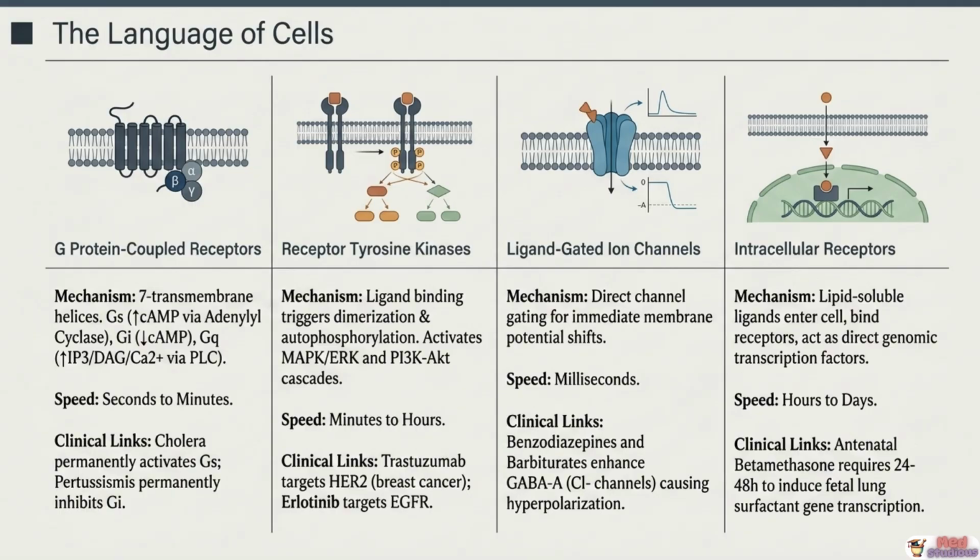Next, receptor tyrosine kinases, like the insulin and growth factor receptors, undergo dimerization and autophosphorylation upon ligand binding, triggering downstream kinase cascades that regulate cell survival and cell division. For immediate, millisecond-level electrical shifts, ligand-gated ion channels open directly, such as the GABA-A receptor, which hyperpolarizes neurons via chloride influx when modulated by benzodiazepines or barbiturates.